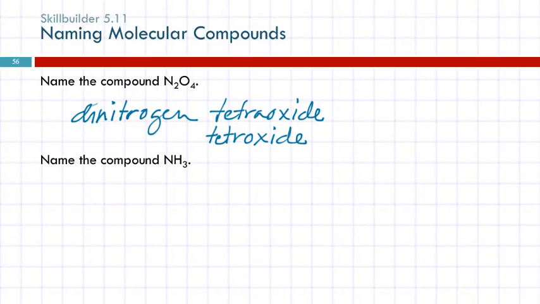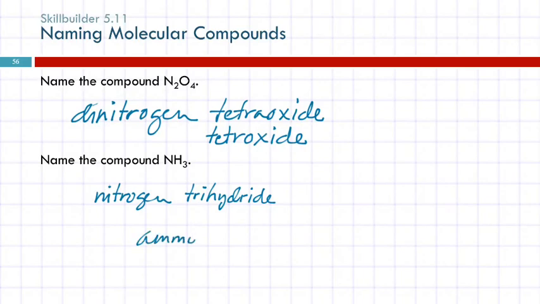Name this one. So the systematic name would be nitrogen trihydride. But what do we actually call that? Ammonia. I might try to trick you with that one.